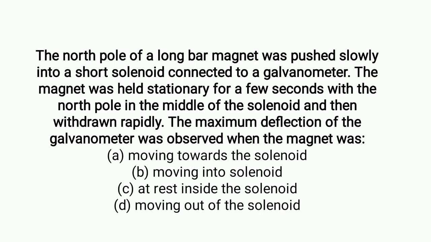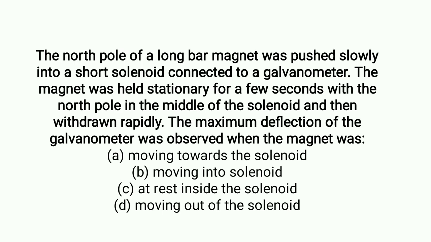The north pole of a long bar magnet was pushed slowly into a short solenoid connected to a galvanometer. The magnet was held stationary for a few seconds with the north pole in the middle of the solenoid and then withdrawn rapidly. The maximum deflection of the galvanometer was observed when the magnet was.